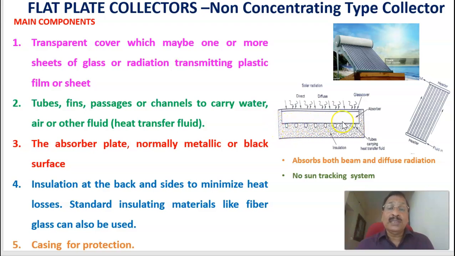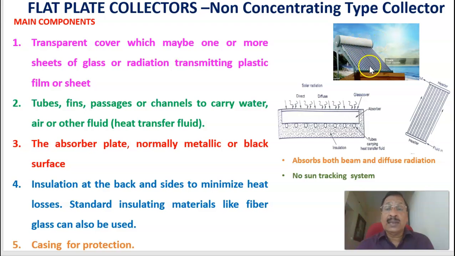These are the tubes through which the heat transfer fluid is passing, and this is the absorber plate that absorbs the solar radiation and converts it into heat energy. And here, this is the top cover. This is the flat type collector picture, and the casing is for protection. Therefore, these are the basic components of the flat type or non-concentrating type of collector.